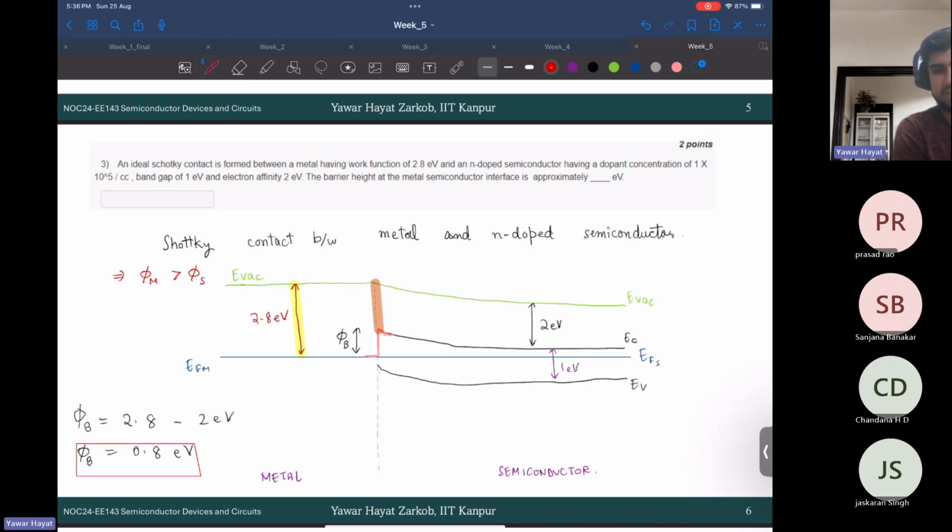It was pretty straightforward, right? All you needed to know was that electron affinity chi remains constant throughout the material, right? So we only use that fact and the rest of this question was simple. So I guess I should write it here as well. So this is 0.8 electron volt.